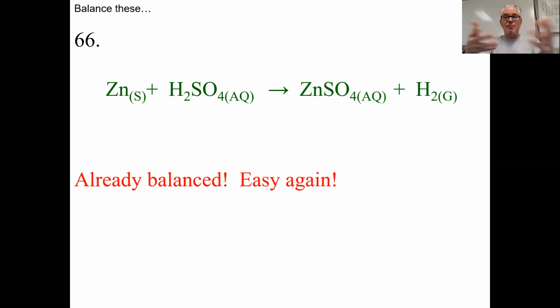And if you ever get lost in the balancing, you might end up with this: 2 zincs, 2 sulfuric acids, 2 zinc sulfates, and 2 hydrogen H2s. 2 to 2 to 2 to 2, it would balance. But we look for the simple whole number ratio, so we'd have to reduce that.